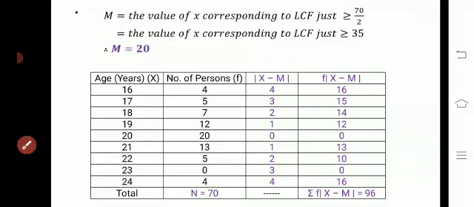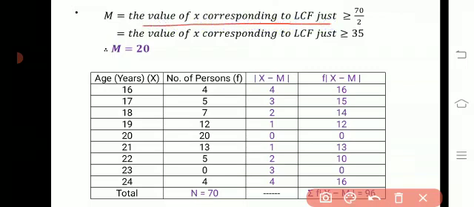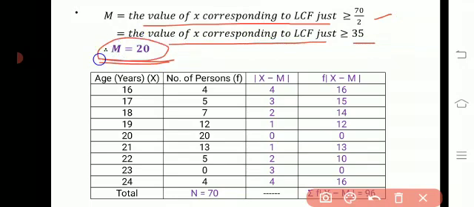That only we are going to write here. The value of x corresponding to LCF just greater than or equal to 70 by 2, that is the value of x corresponding to LCF which is just greater than or equal to 35, and LCF just greater than or equal to 35 is 48, which corresponds to the value of x 20. So here median is equal to 20.